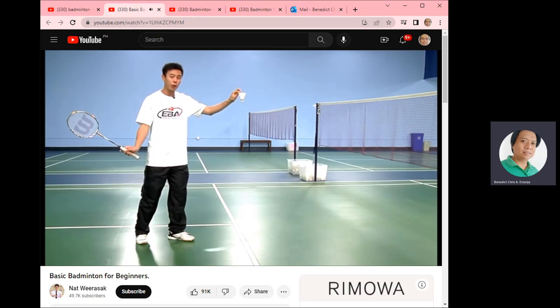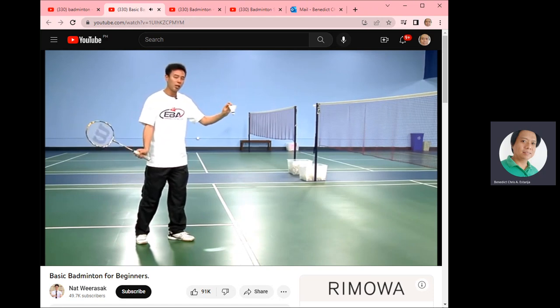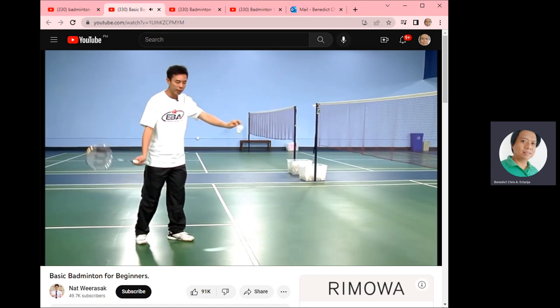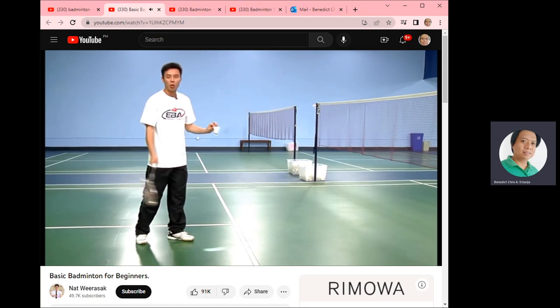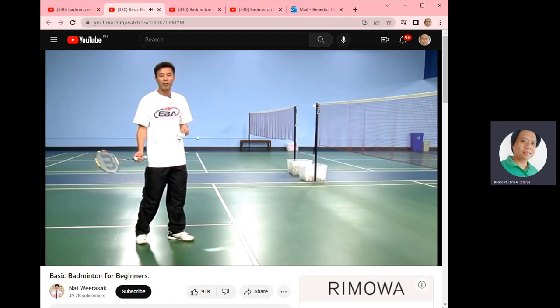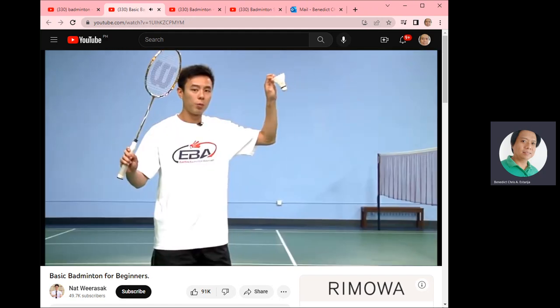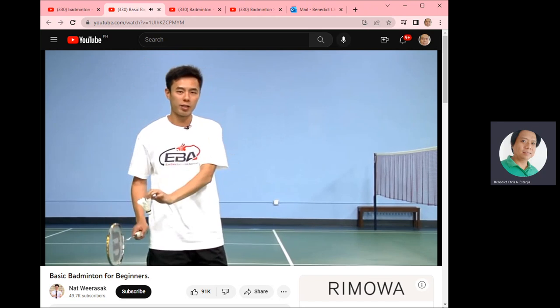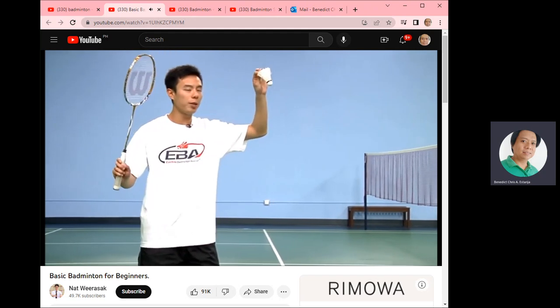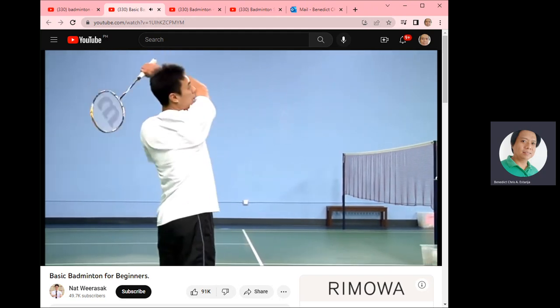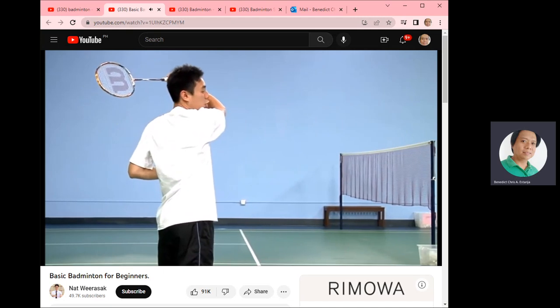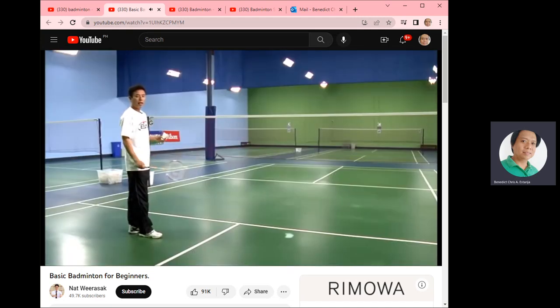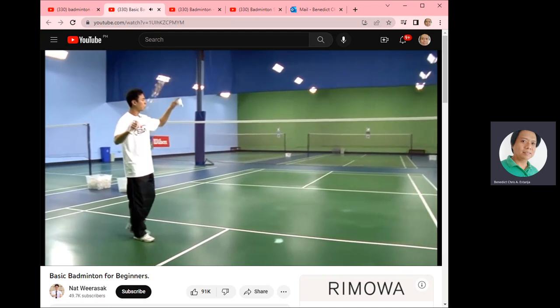Start by releasing the birdie first, before you swing. A lot of beginners make the mistake of dropping and swinging at the same time. The timing would be off and you wouldn't get a very good shot from that. So make sure you hit it in front of you rather than to the side of you. Start by dropping the birdie, count one, and then swing with a full pivot motion. This is the forehand long serve.